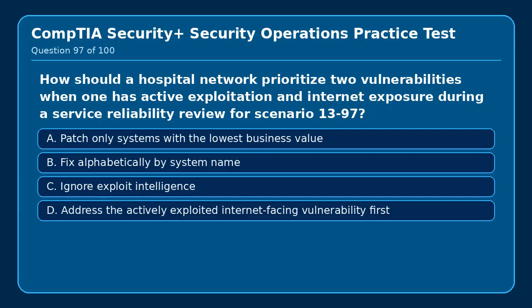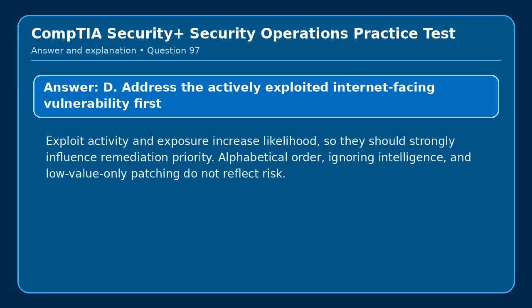Question 100. Which tool should a remote sales group use to detect sensitive customer records leaving through email or uploads during a quarterly review for scenario 13 to 100? A. Jumbo frames. B. DNS round robin only. C. Data loss prevention. D. Wake on LAN. Take a moment to choose your answer.